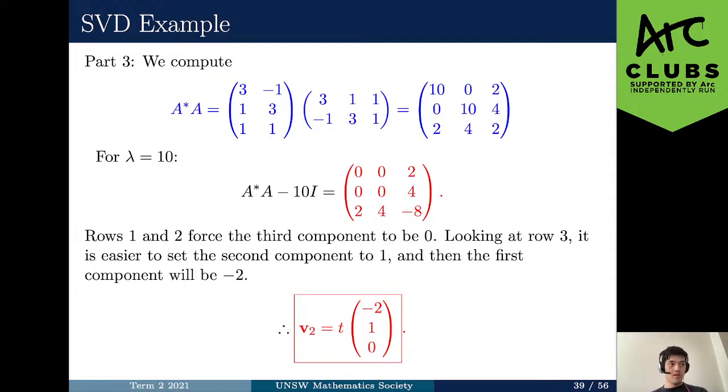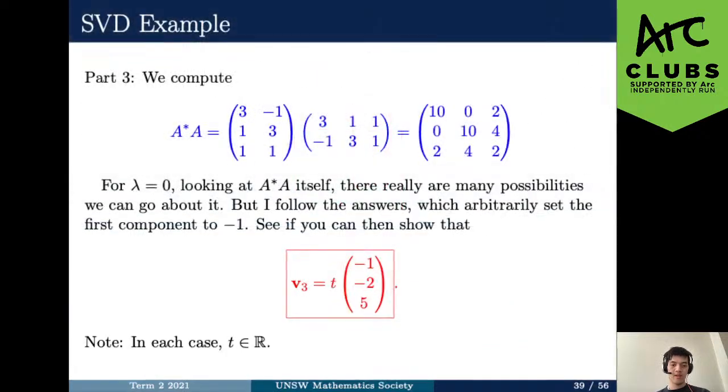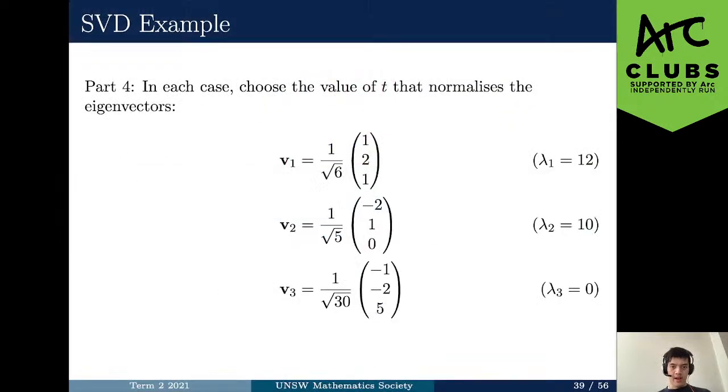So next, we do exactly the same thing for lambda equals 10, and we can do the same thing for lambda equals 0. Oh yeah, in case any of you are confused about what the t is, that's just saying that this is all of the eigenvectors. You don't need to write that. We just need one eigenvector. So I can take t to be 1 if I want. We just need to have one eigenvector that works.